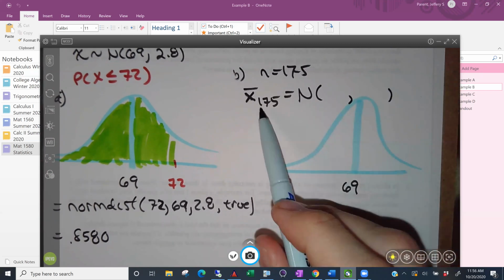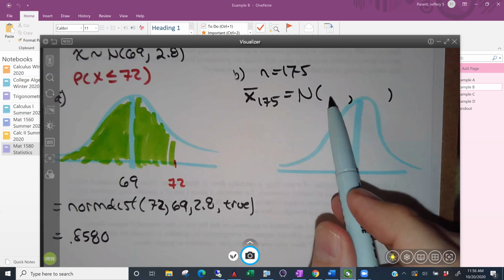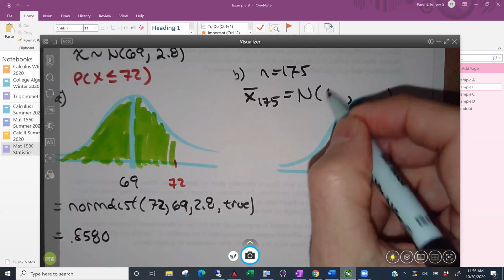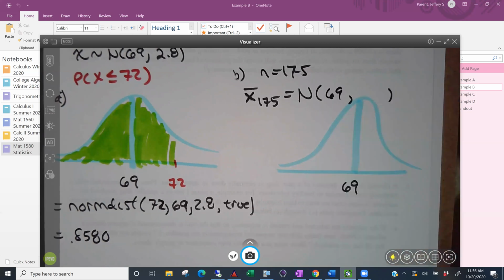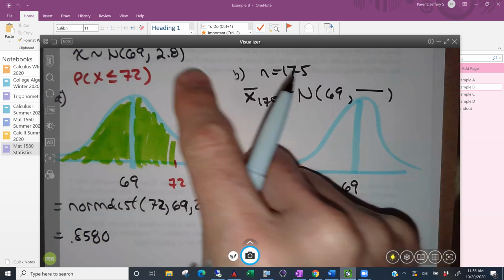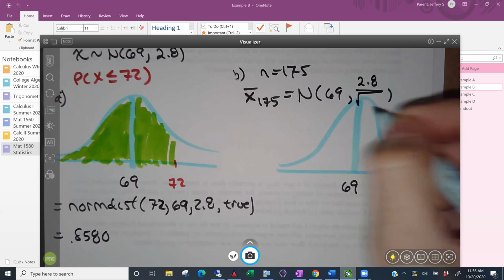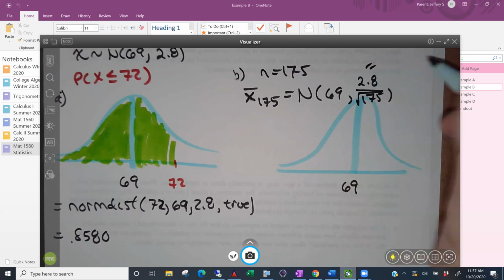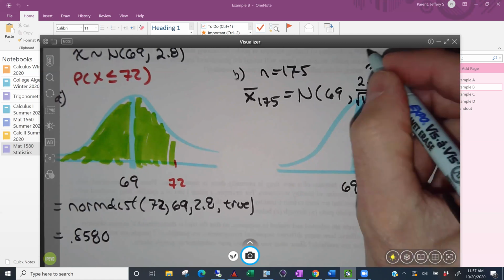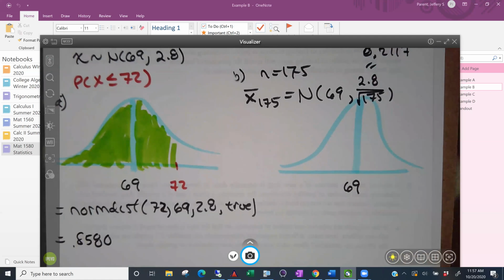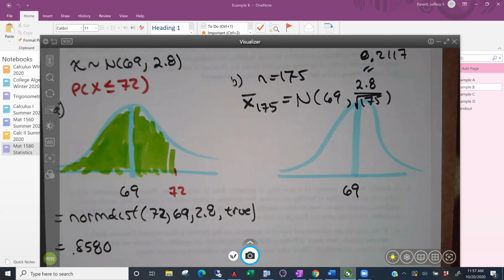Now, really, the standard deviation should have shrunk. The mean of this new random variable, what is it? What's the mean going to be here? Is it still 69? Yes, it is still 69. What is going to change, though, is the standard deviation. So standard deviation is going to be the old standard deviation of 2.8 divided by the square root of what? 175. Nice. And that's going to be about 0.2117. Not sure you need all those digits, but we got them. So what's happened is that your standard deviation has shrunk dramatically.